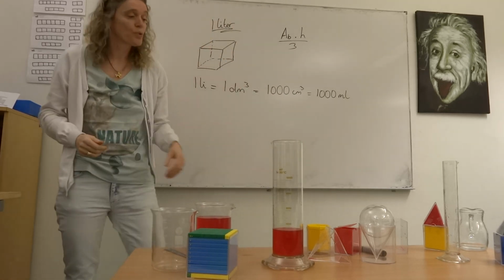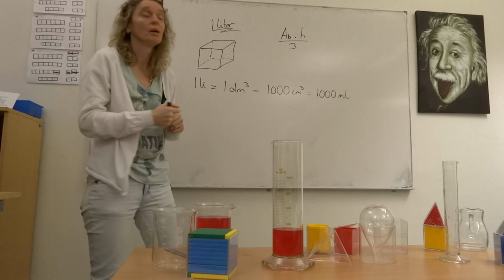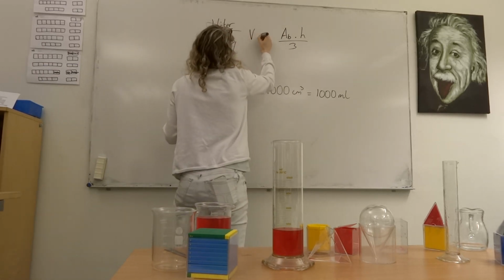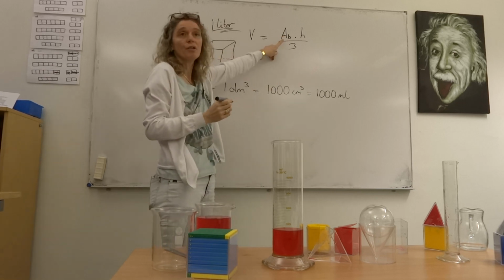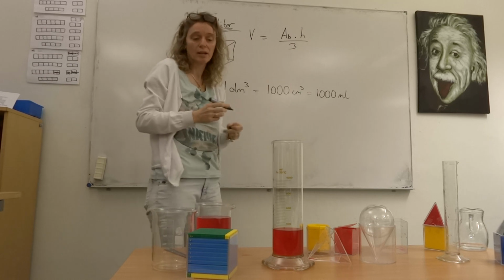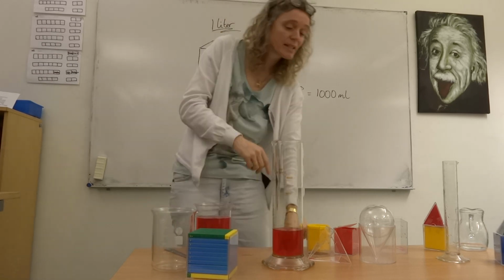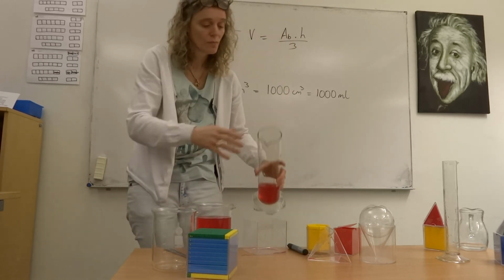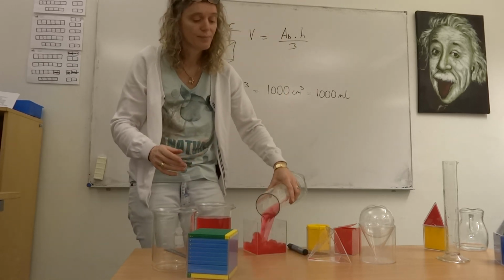So we've just proved that it is true that the volume of a pyramid is still the area of the base times the perpendicular height divided by 3. Let's check that there was actually a litre in this by filling up the whole square.